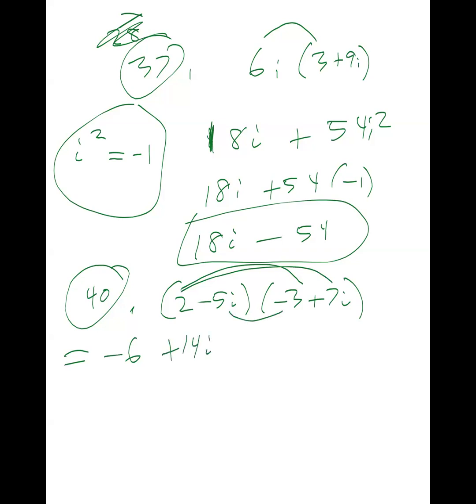-5i times -3 is positive 5i. No, not 5, sorry. It's positive 15i. My fault. The -5i times positive 7i is -35i squared. We've got to combine like terms. So positive 14i plus 15i is 29i. So it equals -6 plus 29i.